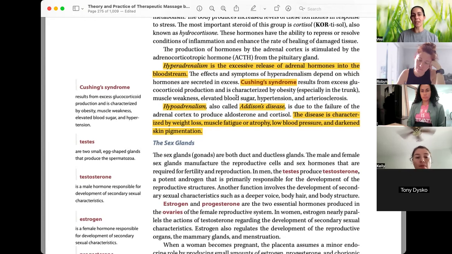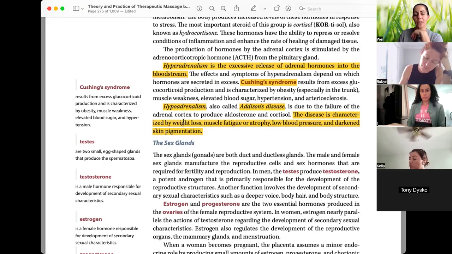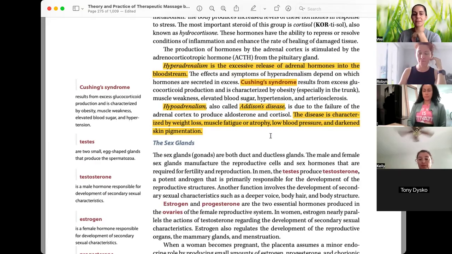Now, on the other hand, Cushing and Addison kind of do the opposite diseases. So hypoadrenalism is due to failure of the cortex to produce the two hormones, okay, which is characterized by weight loss, muscle fatigue, atrophy. So everything that really affects the blood, strength, blood pressure, skin pigmentation.